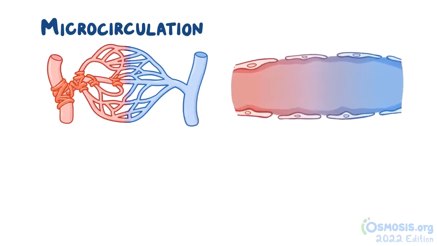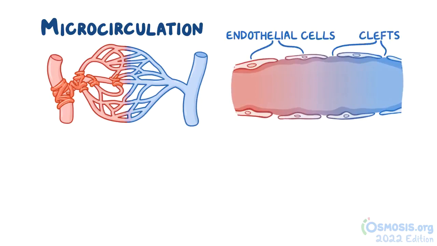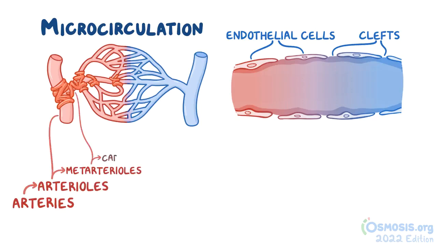The capillaries have a single layer of endothelial cells lining their walls with clefts between these cells. Normally, blood flows into smaller and smaller arteries, eventually reaching the arterioles, the metarterioles, and then the capillaries. In the capillary bed, due to the capillaries' thin walls and clefts, substances like nutrients or waste products can move from the blood into surrounding tissues and vice versa. After the capillaries, blood moves into venules and finally into veins.